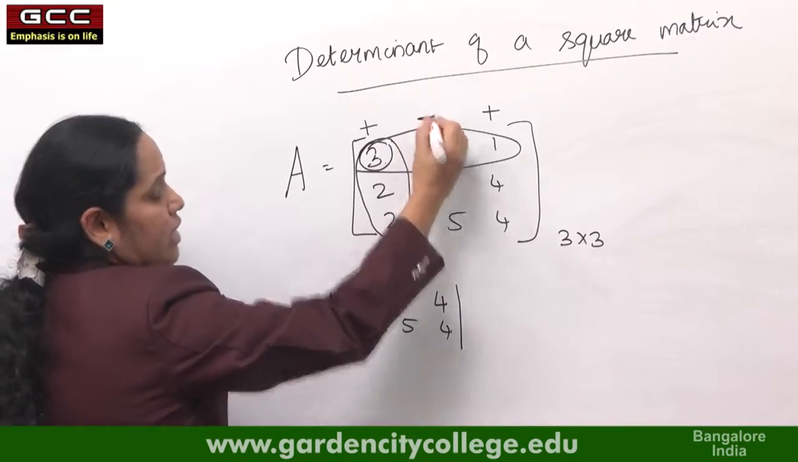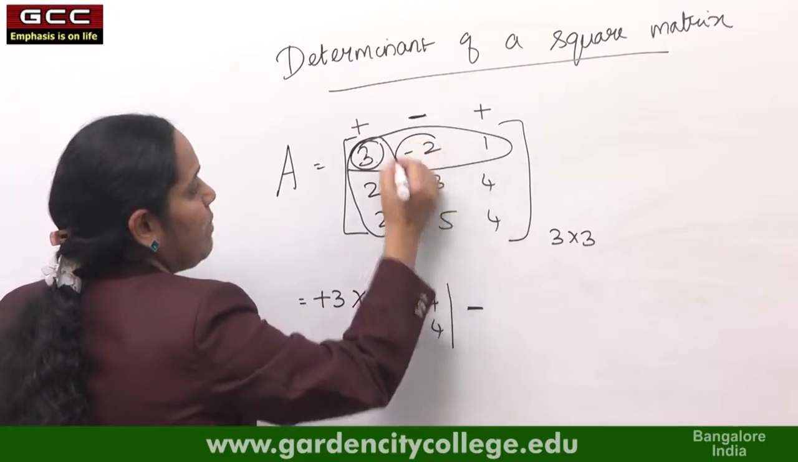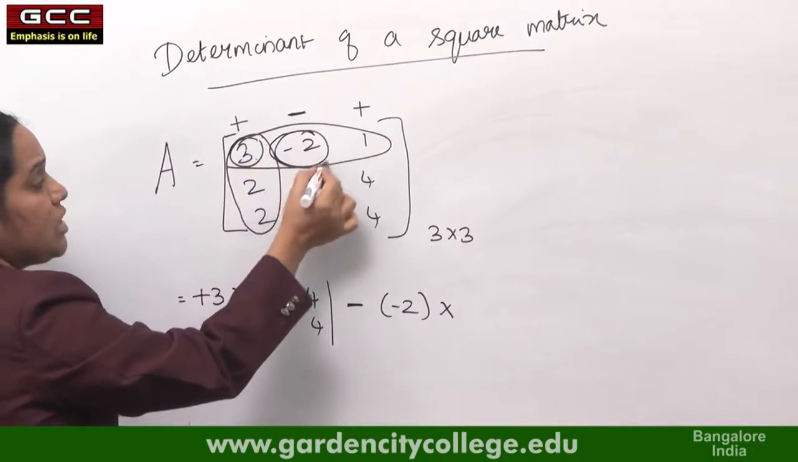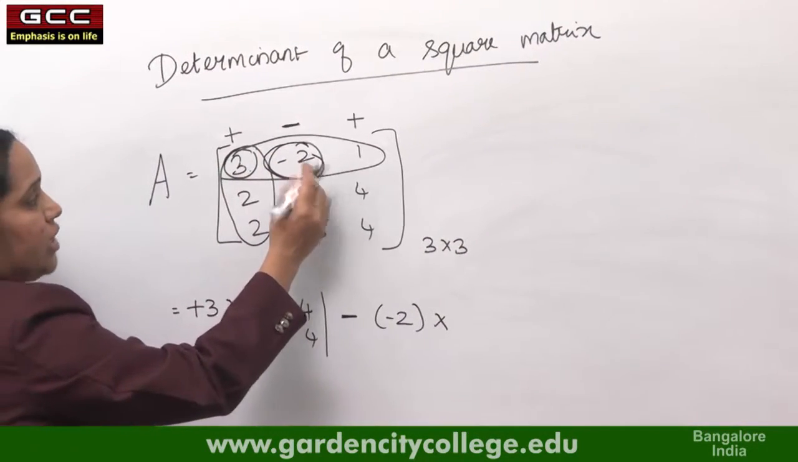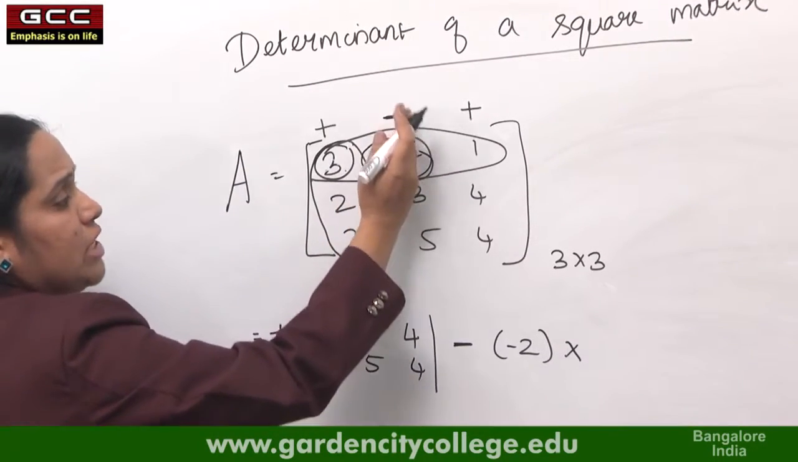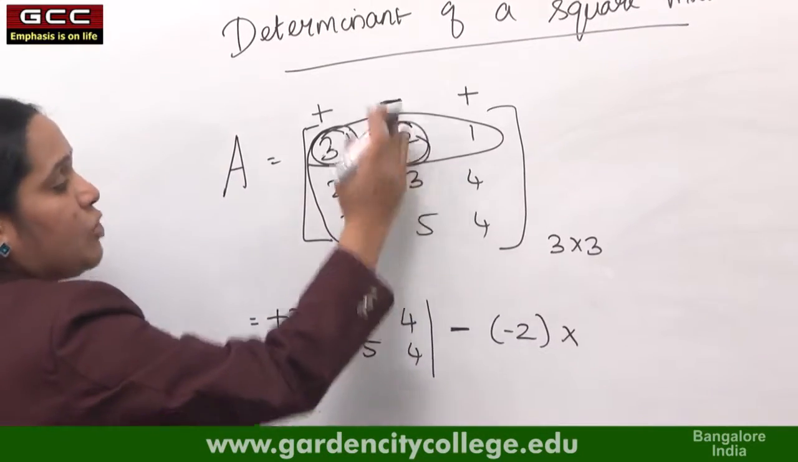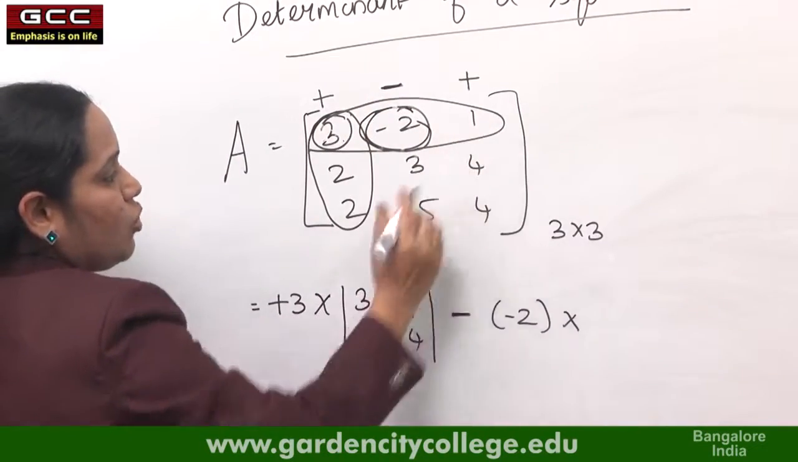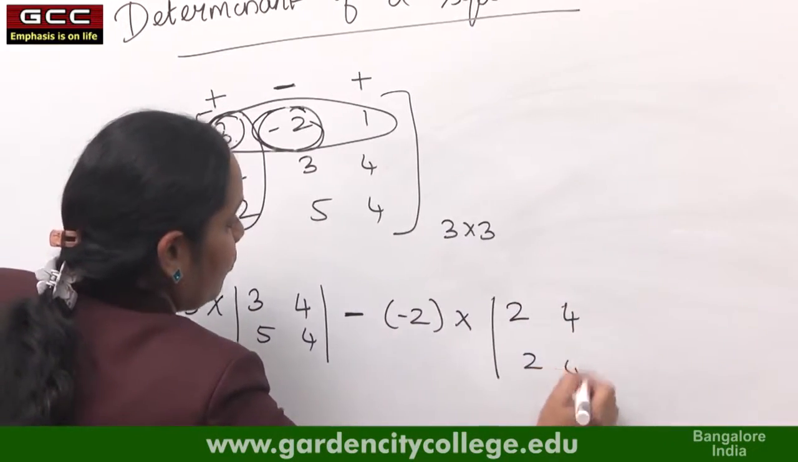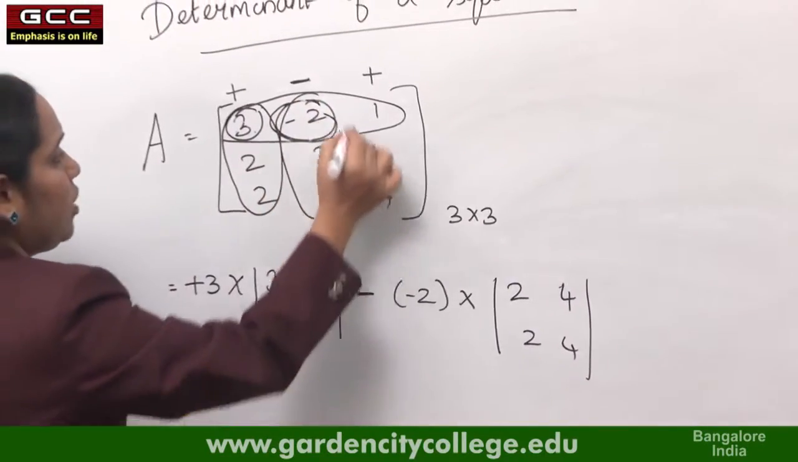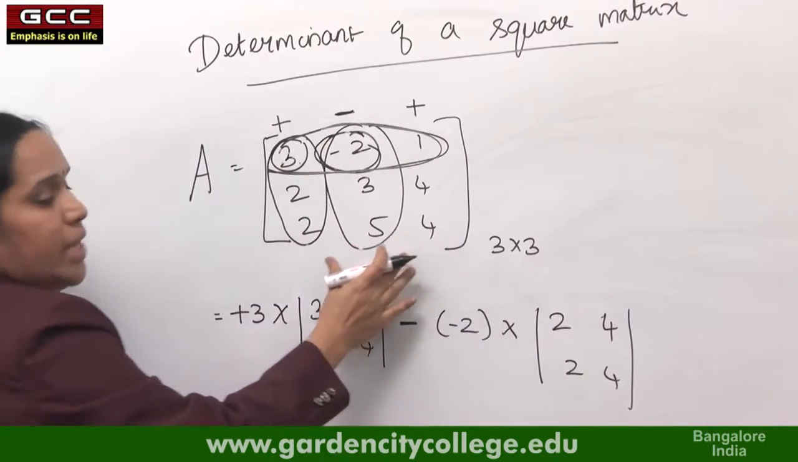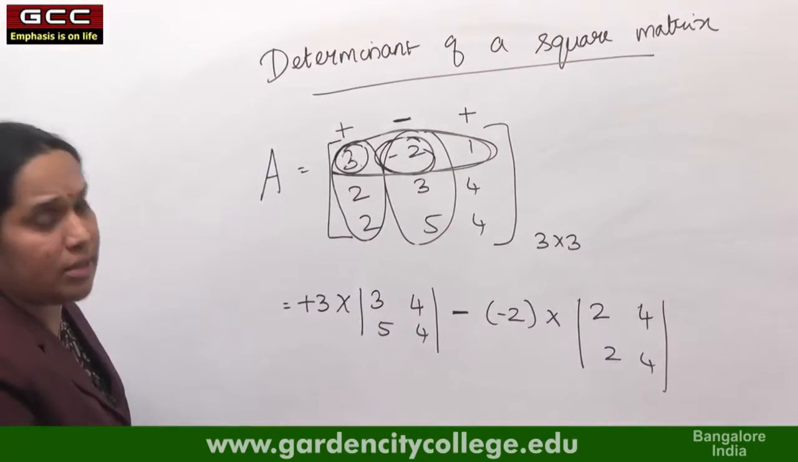Next you see the sign is minus. So minus of the element minus 2 multiplied by, you see the position of the element is first row, second column. That is, ignore that particular row and particular column. For this minus 2, the corresponding column is the second column. So you have to ignore the second column and the first row, and for the remaining elements you should take the determinant: 2, 4, 2, 4, which is again a 2 by 2 matrix for which you should find the determinant.